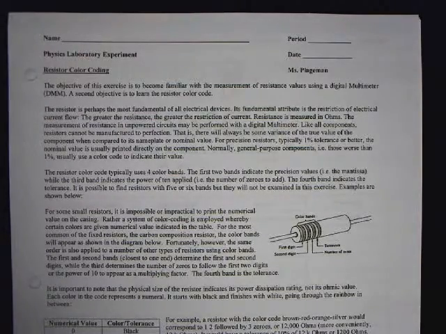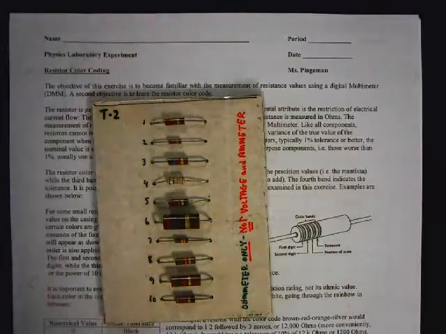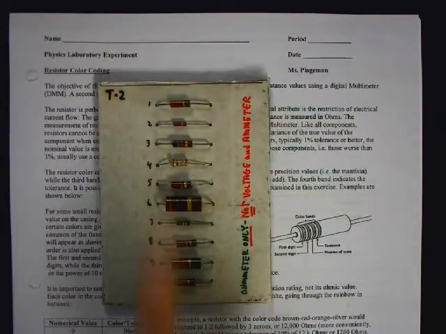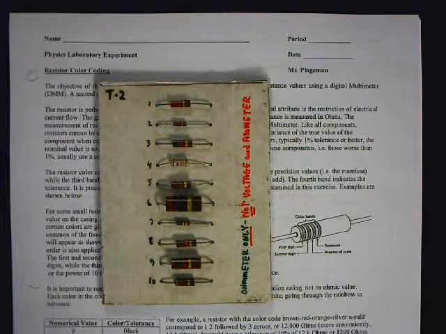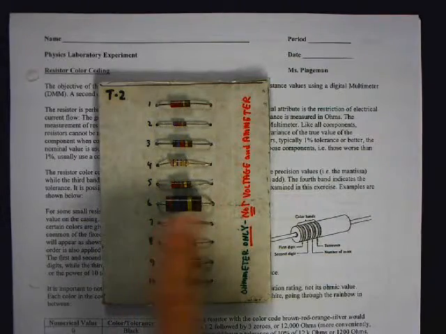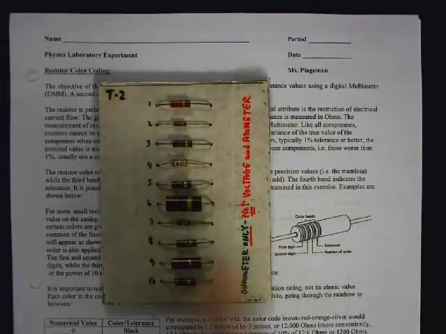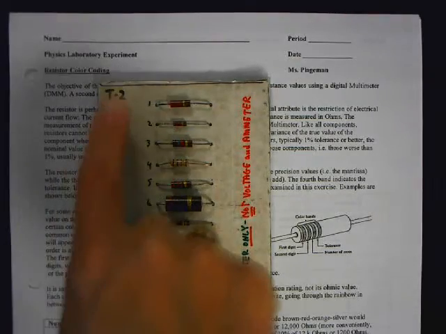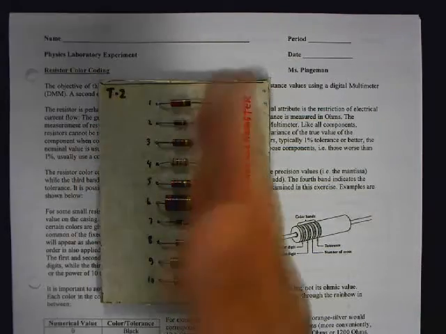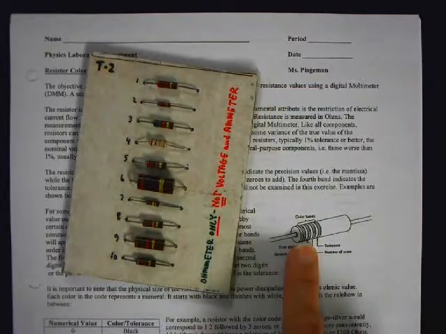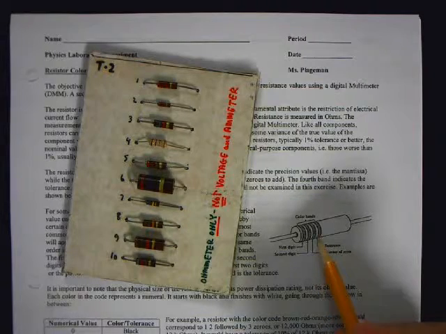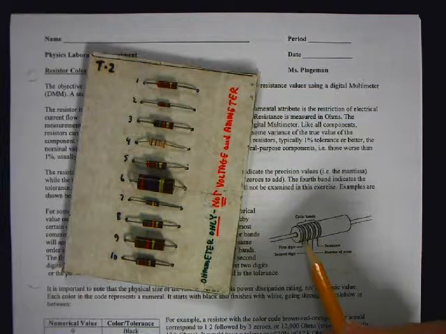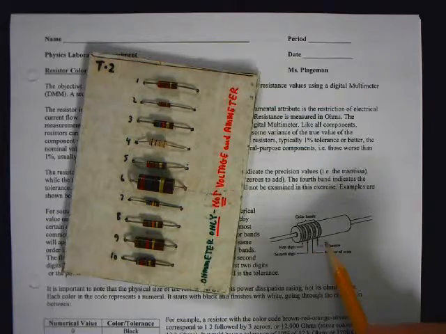Today's lab is resistor color coding. So we're going to have 10 resistors, okay? And by looking at these color bands on the resistors, we can tell what the resistance is. Now, if you notice, on this cardboard sheet, the letter here and the numbers, this is the correct orientation. But if you look at the picture here, the bands are closer to one side. So when you're reading them, the band that's closest to one side, you're going to read from left to right.